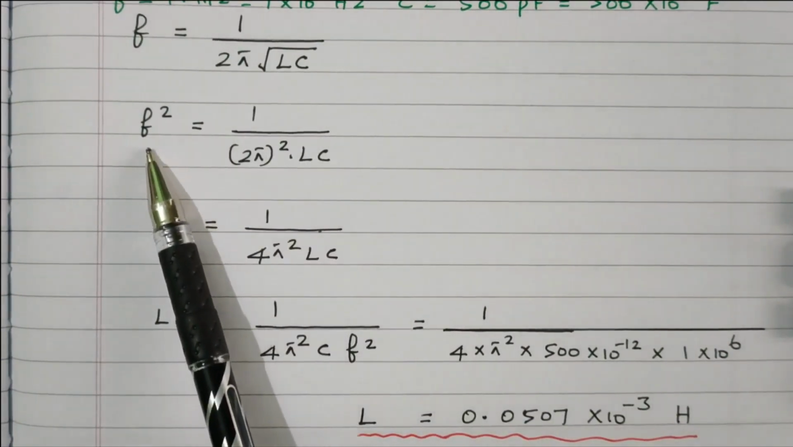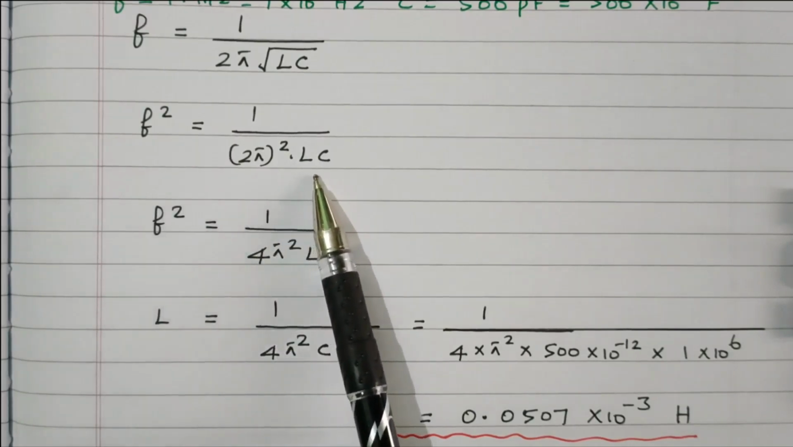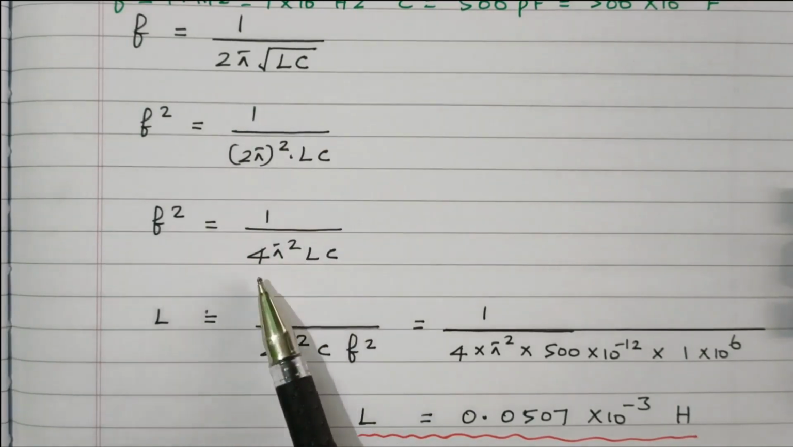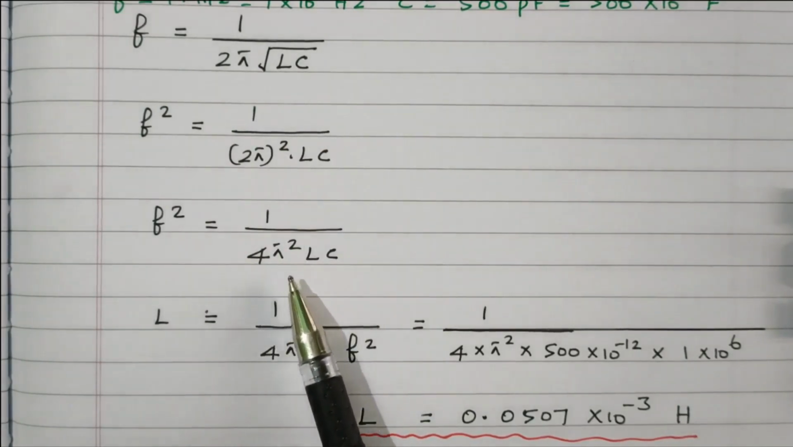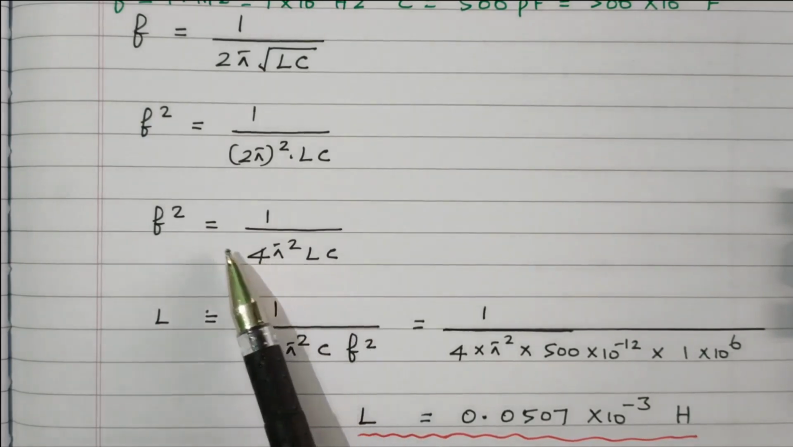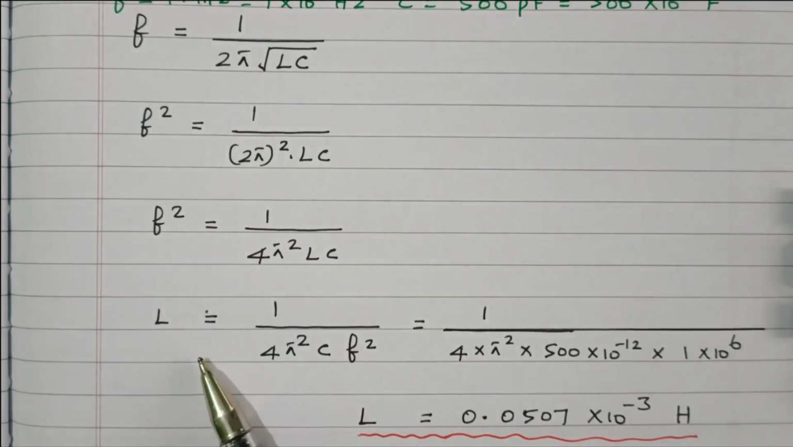Squaring both sides, F square equals 1 divided by 2 pi the whole square into LC, since the square of the square root of LC becomes LC. So F square equals 1 divided by 4 pi square L into C. What we need is L, so bring L to this side and F square to that side. So L equals 1 divided by 4 pi square C into F square.